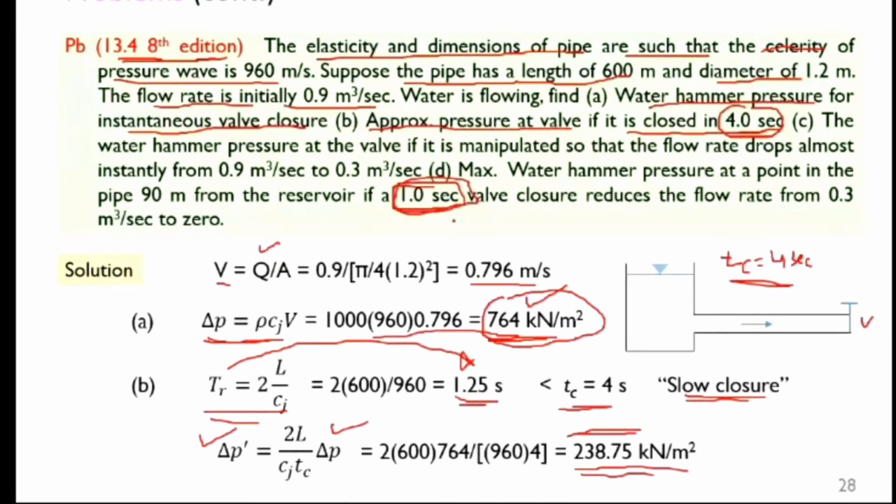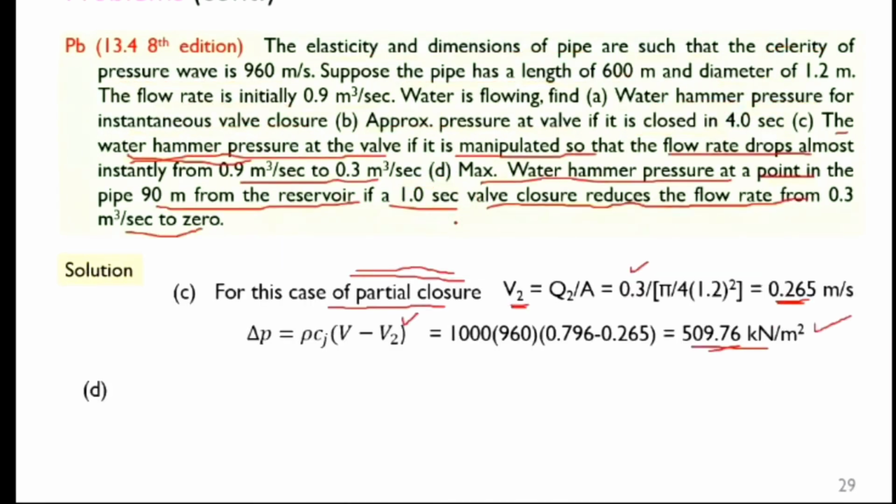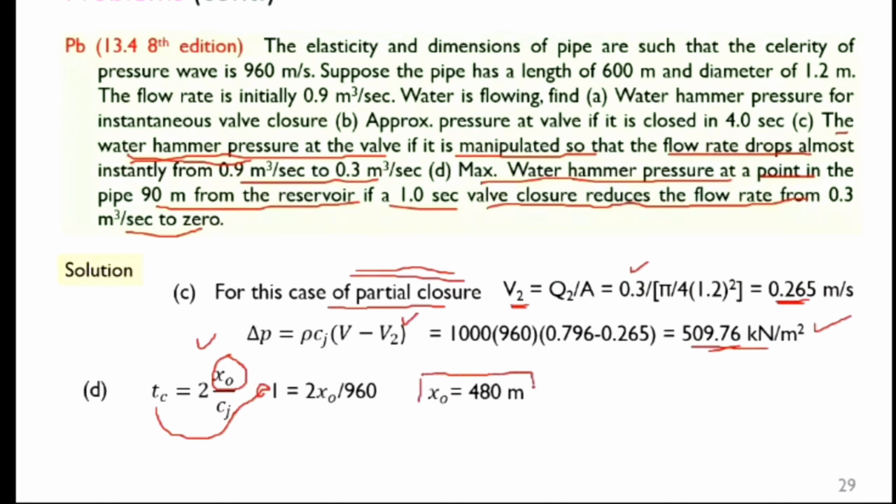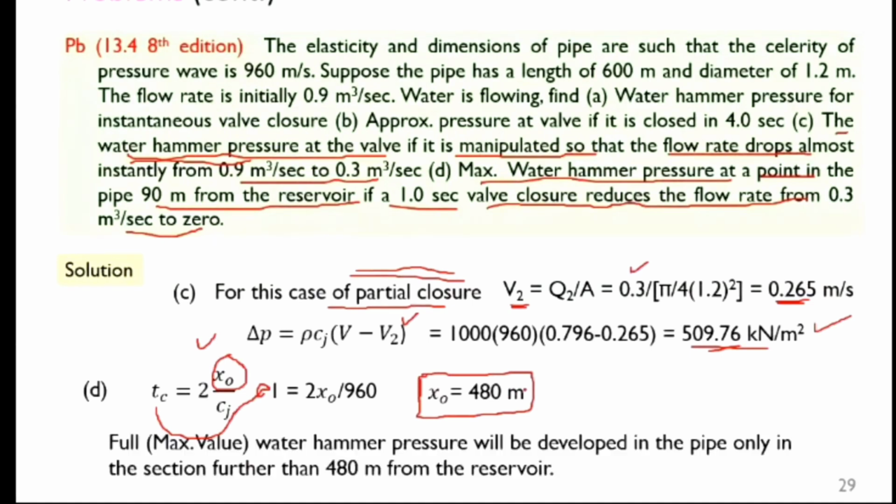So for rapid closure we first calculate x naught. Tc is now 1 second. Cj is given. We can calculate x naught, which means that any point less than x naught will experience a pressure less than the maximum pressure, but any point greater than x naught will experience the maximum pressure. This is what we saw.